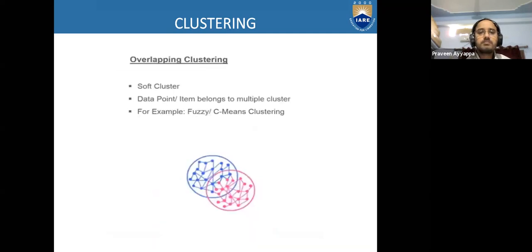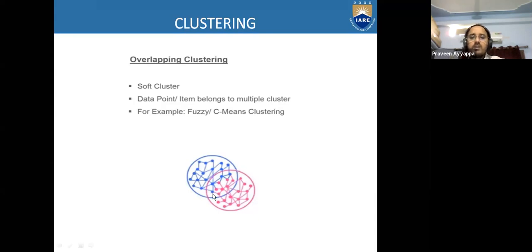Next, overlapping clustering, which is called soft clustering. Here the data point or item belongs to multiple clusters. The example for this one is fuzzy C-means clustering. The objects belonging to the pink cluster and the blue objects belonging to the blue cluster are going to be overlapped, and you could see this is the overlapping area of both of these clusters.